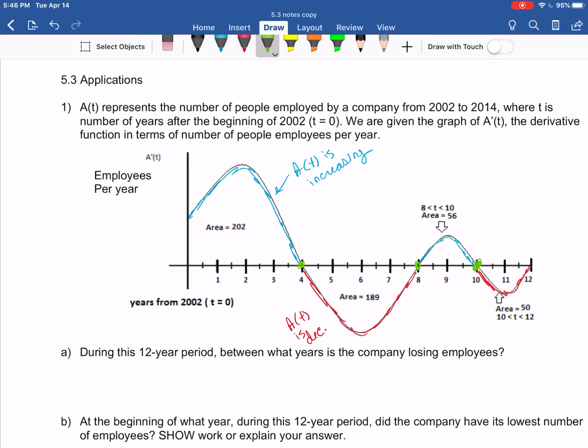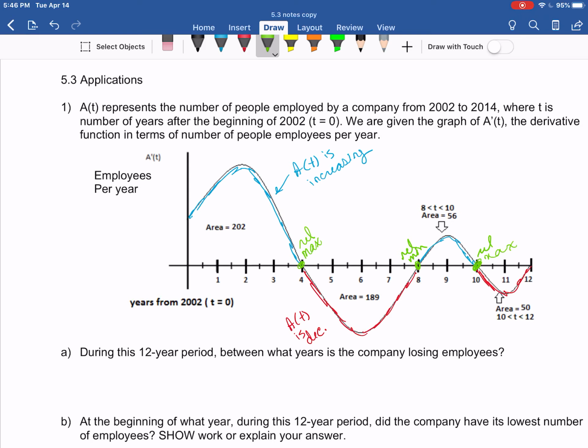So at t equals 4, we have to determine if that's a peak or a valley. Right before 4, your function's going up. Right after 4, it's going down. That makes this number a relative max. And then at 8, you are changing from decreasing to increasing. That makes 8 a relative minimum, and then 10 would be a relative max.